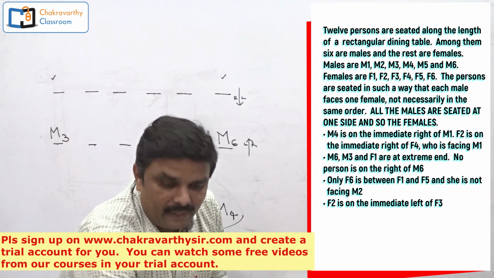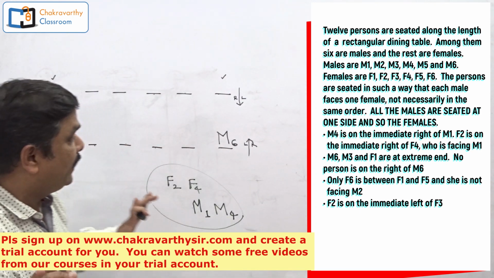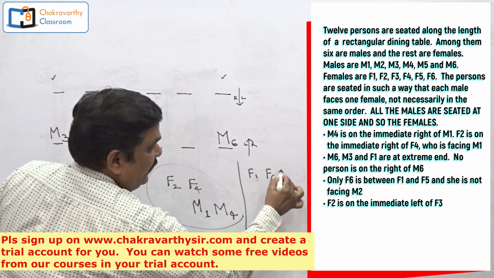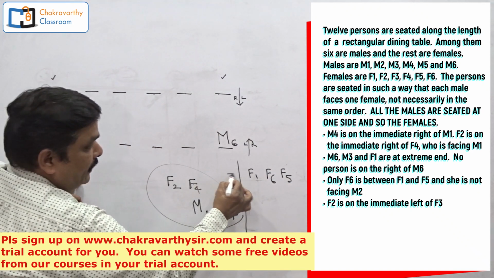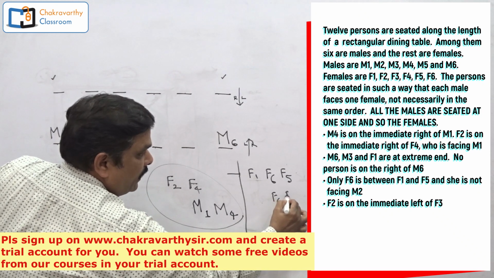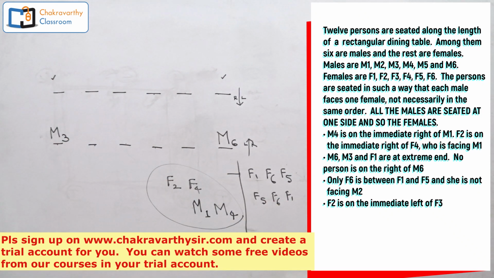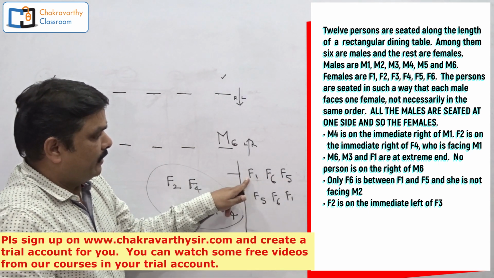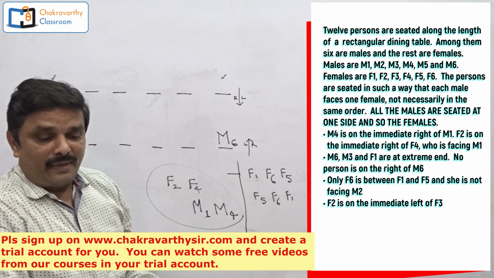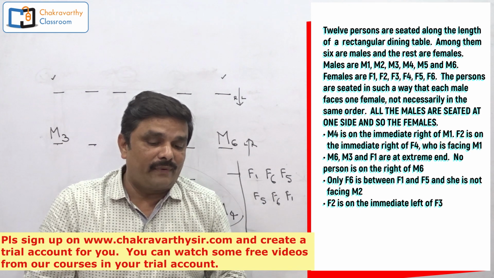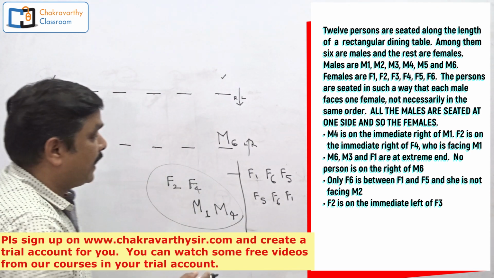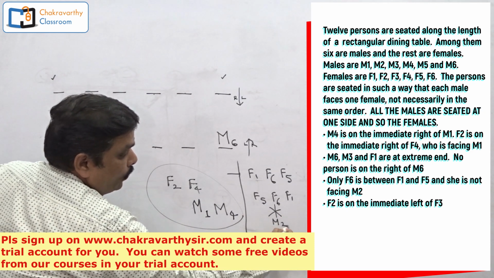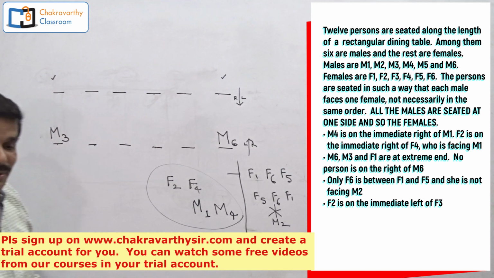Now you see students, a very good piece of information here. F6 is between F1 and F5. I am writing here: F6 is between F1 and F5. Either this is the arrangement or that. I don't know which one. They have not given any right or left side. Simply they have given F6 is between F1 and F5, either in this way or in this way. But very clearly they have given that F6 is between F1 and F5, and she is not facing M2. F6 is not facing M2. Clear. Alright, is there any other information they have given?